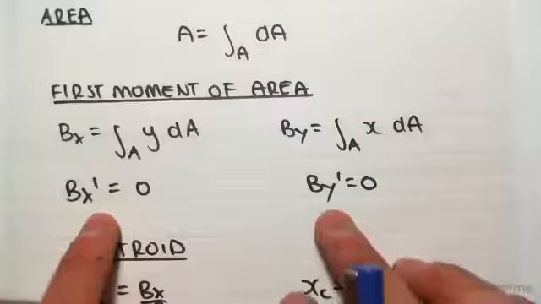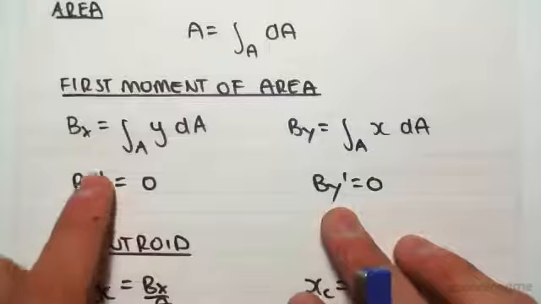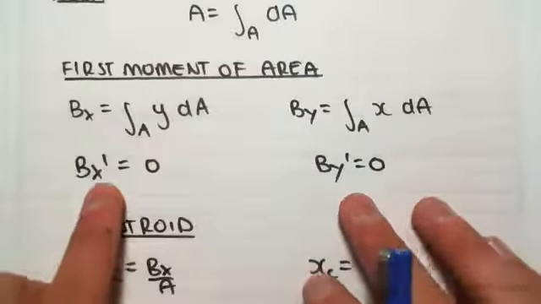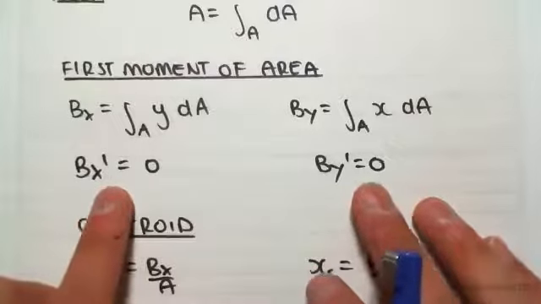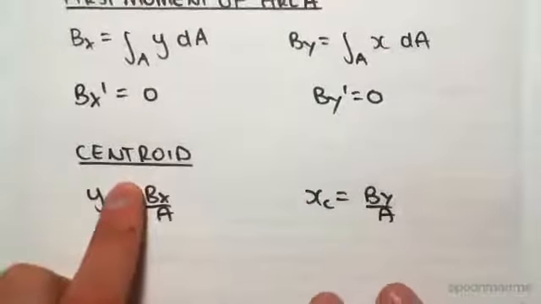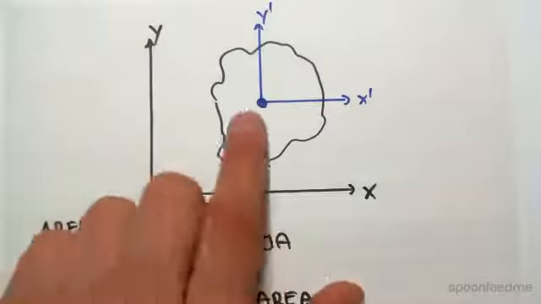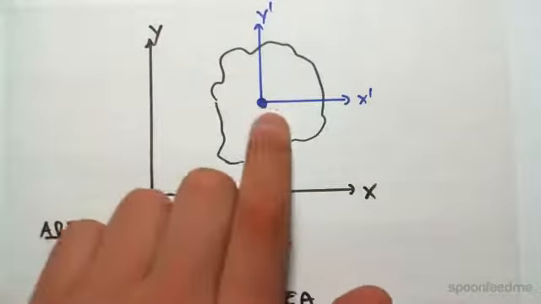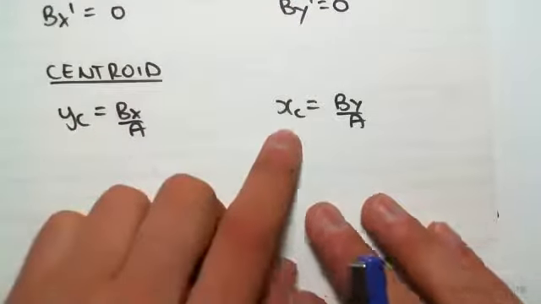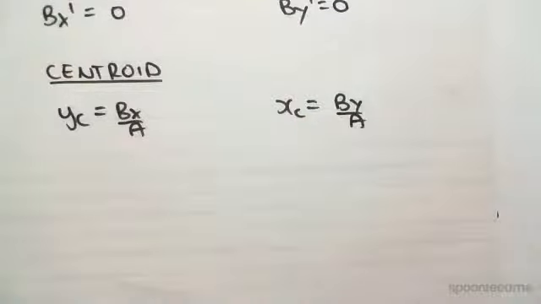Bx dash and By dash is the first moment of area in reference to the centroidal axes, and these are in reference to the reference axes. Because you're at the centroid, the first moment of area, Bx dash and By dash, is just zero. To find the centroid in terms of your reference axes, so we want to know, say, the yc and xc, how far up our centroid is and how far across our centroid is, you would do Bx on A for yc, and xc, which is the distance x for the centroid, would be By on A.